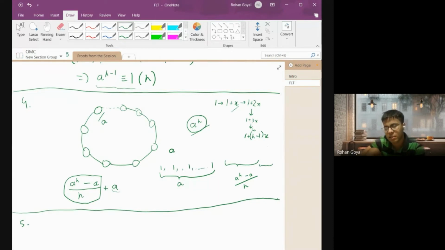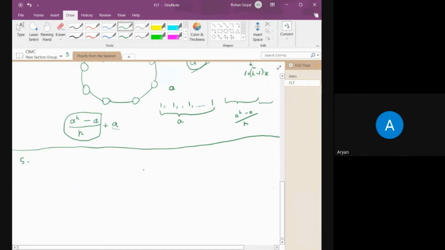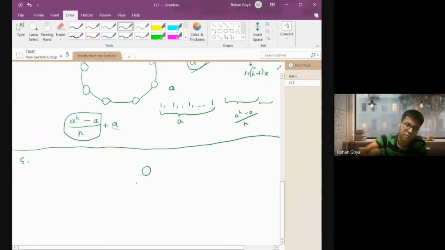Does that make any sense? Let's try a case. Let's say you have 5 beads. Let's say 1, 2, 3, 4, 5. And now I rotate it and say that it stays the same. Let's say rotate it by 2. So 1 goes to 3. That means 1 and 3 must have had the same color.